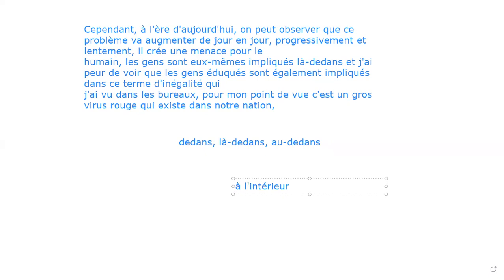C'est clair? Et j'ai peur. I'm afraid. You have to understand, peur, we always apply with the verb avoir. I'm afraid, j'ai peur. In the past, I was afraid, you have to use j'avais peur, l'imparfait of avoir. C'est clair, my teammates? Tell me yes or no. J'ai peur de voir. I'm afraid to see.